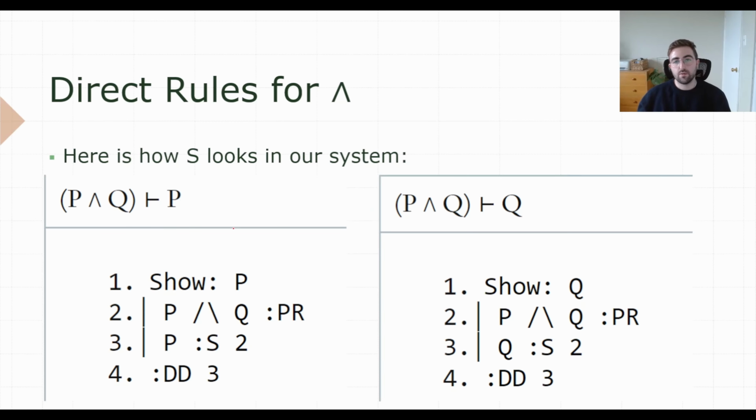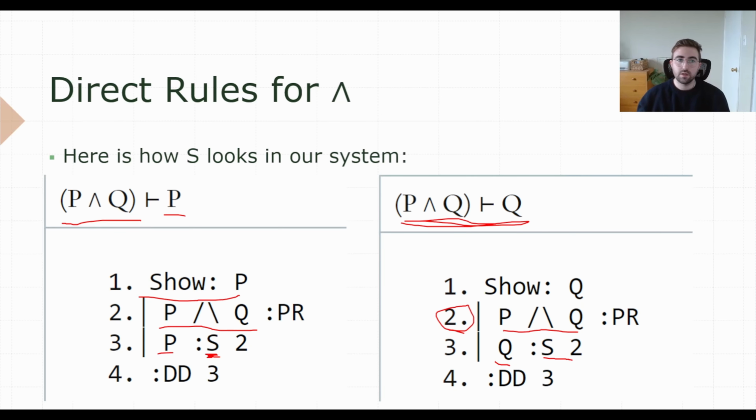So this is how S, or simplification, looks like in our system. So if we have P and Q as a premise, we can get P by applying the simplification rule like we do over here on the left side. You want to show P, you have P and Q as a premise. So you just apply the simplification rule to line 2 where P and Q appears, and you get P. Similarly, if you wanted to do it the other way, you can look at this example. You want to show Q, you have P and Q, you can get Q by simplification on line 2, right?